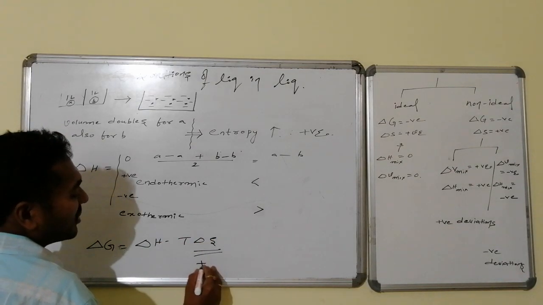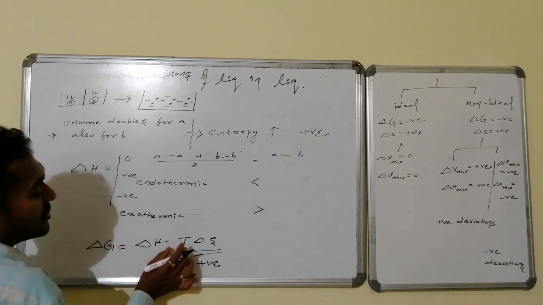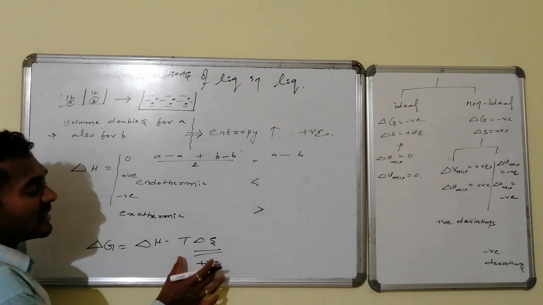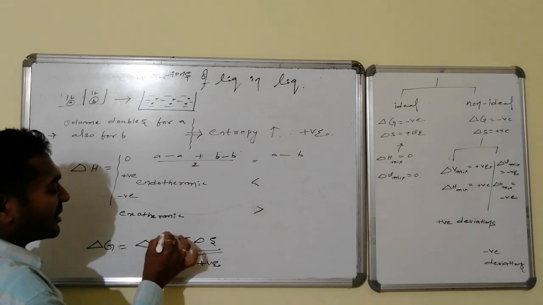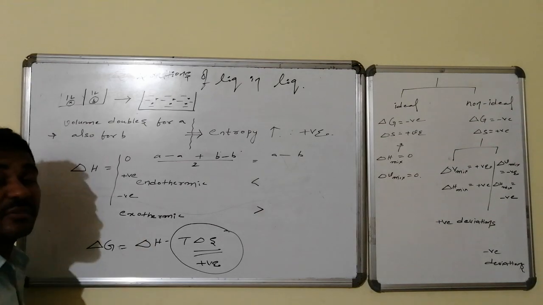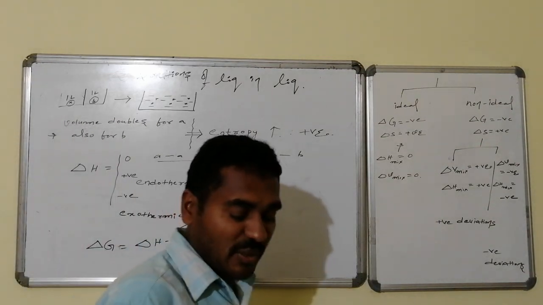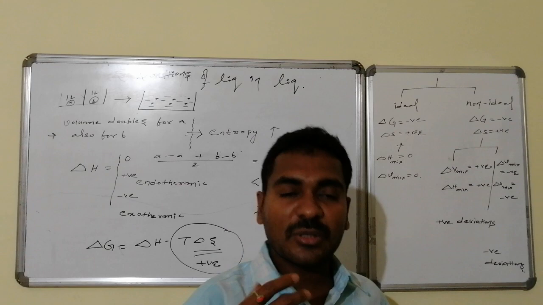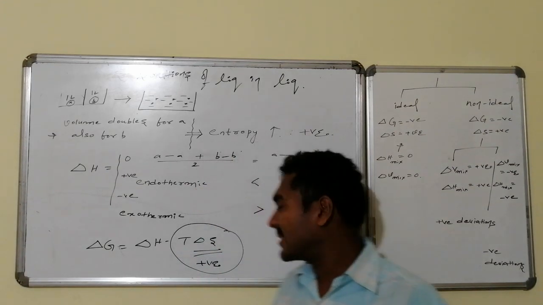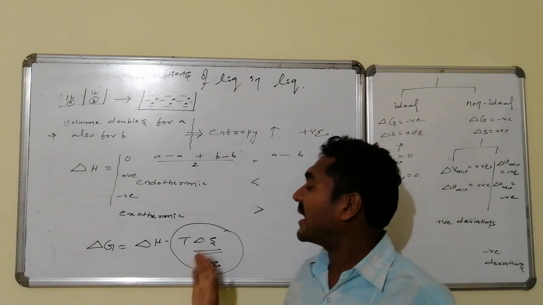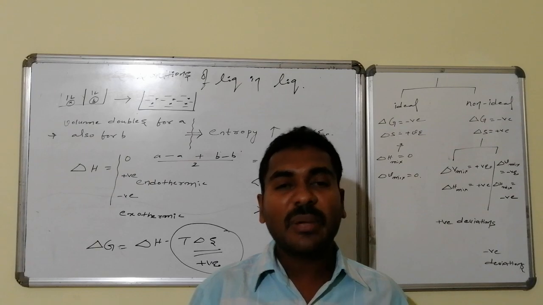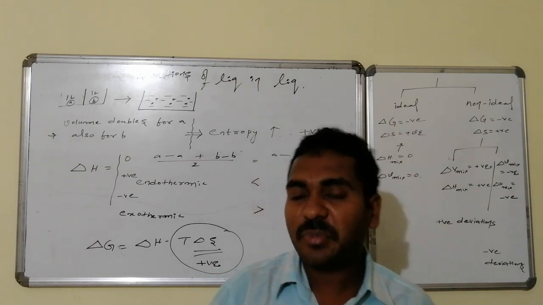This T delta S quantity is positive, and with the minus sign in front, it becomes more negative. This term dominates, irrespective of delta H. Delta H may be 0, negative for an exothermic process, or positive for an endothermic process. In all the cases, T delta S dominates. As a result, the total delta G becomes negative. Thus, the mixing of solutions is a spontaneous process.